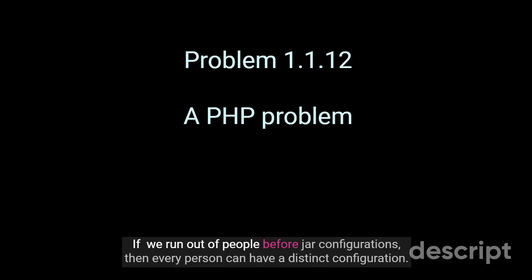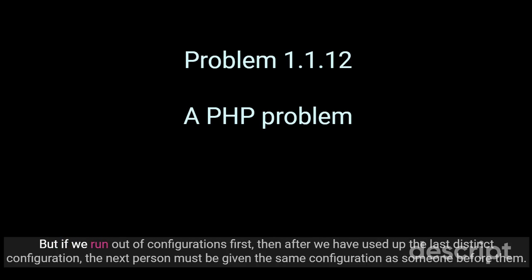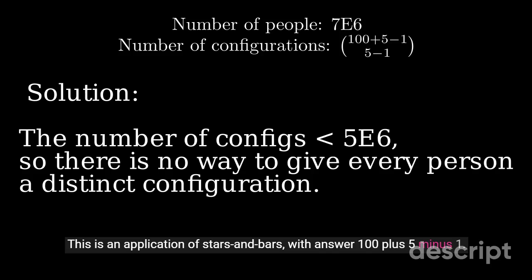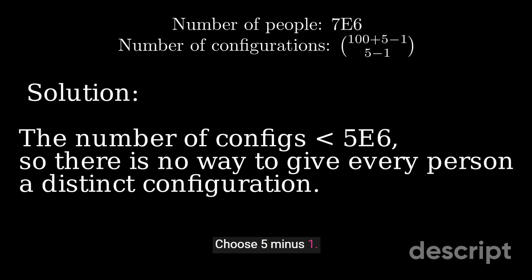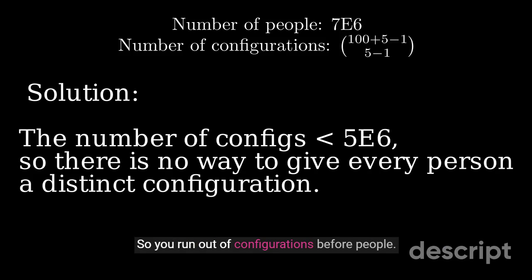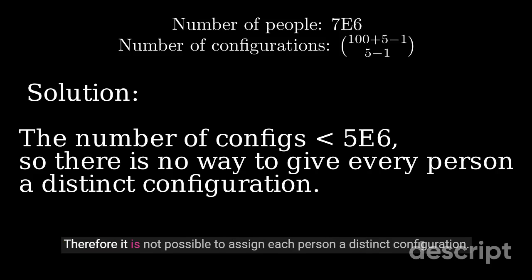If we run out of people before jar configurations, then every person can have a distinct configuration. But if we run out of configurations first, then after we have used up the last distinct configuration, the next person must be given the same configuration as someone before them. So all that we have to do is count up how many configurations there are. This is an application of stars and bars, with answer 100 plus 5 minus 1, choose 5 minus 1. When you enter this in a computer, the result is less than 5 million, so you run out of configurations before people. Therefore, it is not possible to assign each person a distinct configuration.